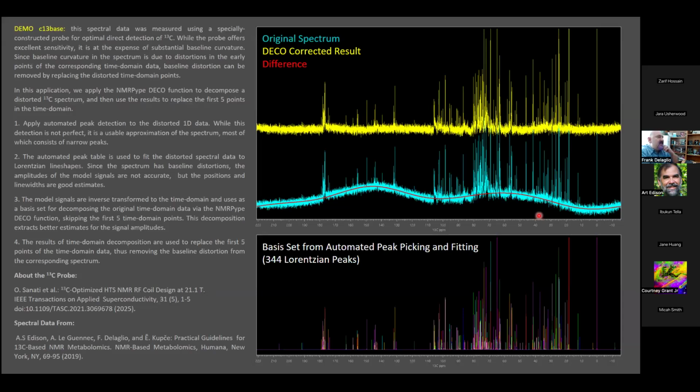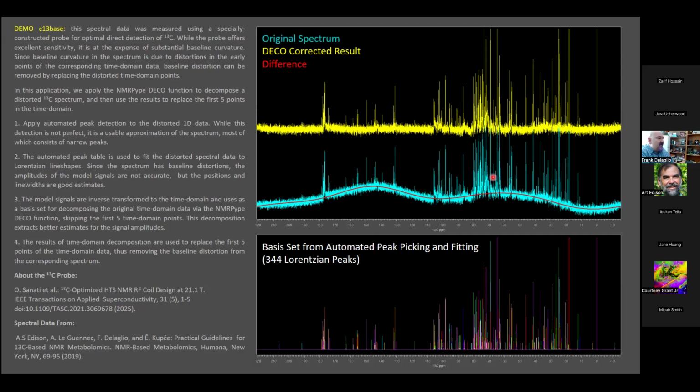So let's see what kind of things we can do by taking NMR data and decomposing it according to signals that we know are there already. And here's one example from the Edison lab. Omid Sanity there helped design a carbon-13 detection probe with magnificent sensitivity, but also it gives a very curvy baseline. So in blue is this 1D spectrum that's generated by this fabulous probe. And actually, this spectrum is what started our collaboration many years ago.